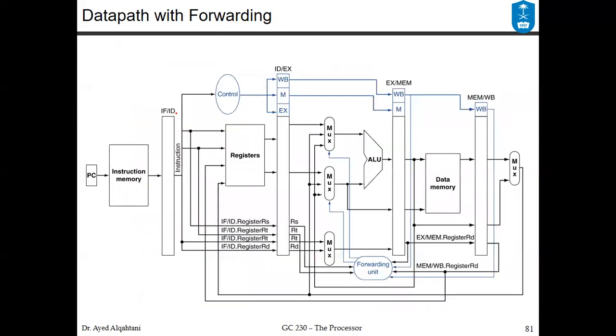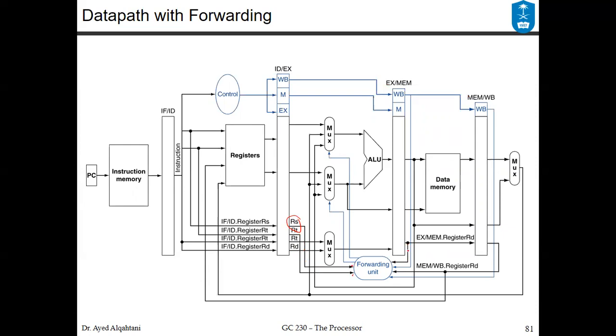Now the data path is updated, and we added the forward unit, and notice that we have RS and RT. Those are the source RS and RT. Notice that we are repeating the RT because the RT sometimes is a source, sometimes it's a destination. So here the RT is a destination, here the RT is a source. For detecting forward, we care about when the RT is a source. And this is why we have the RS and the RT as input to the forwarding unit.